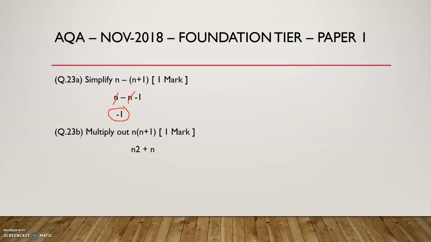Question number 23, part B. It says multiply out n and then bracket n plus 1. Again, it is only 1 mark for this one. So that would be n times n, which would be n squared, and then n times 1 would be just 1n. So this is our answer.